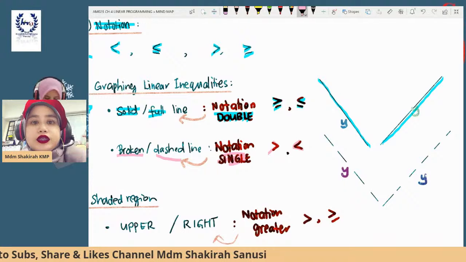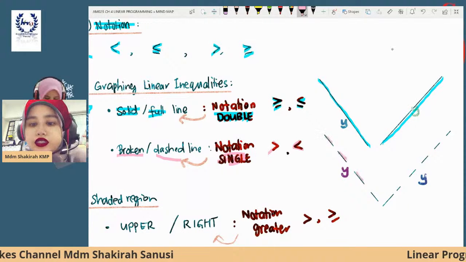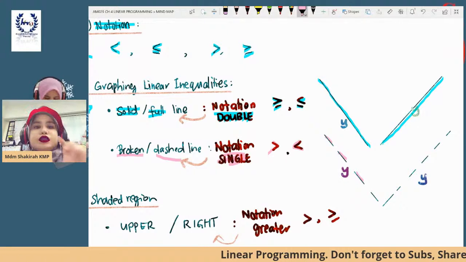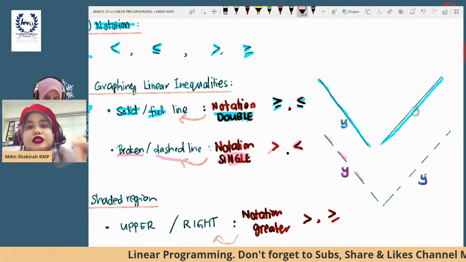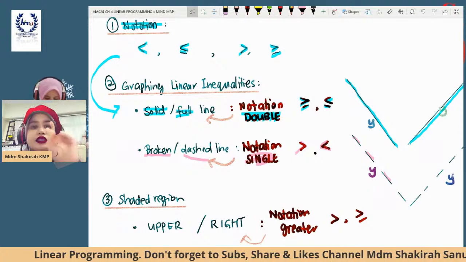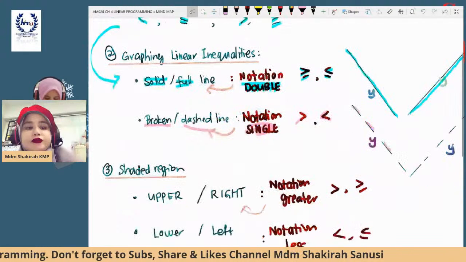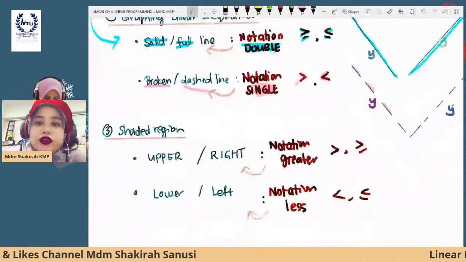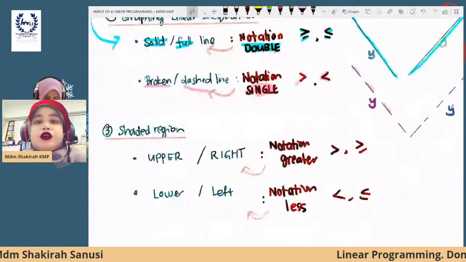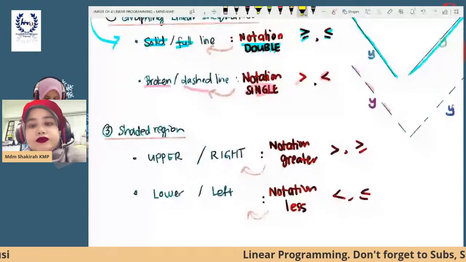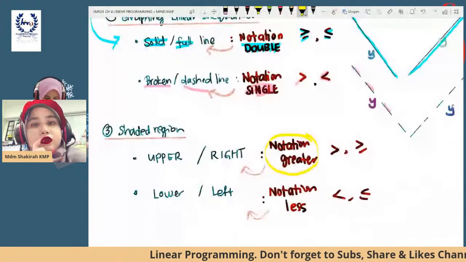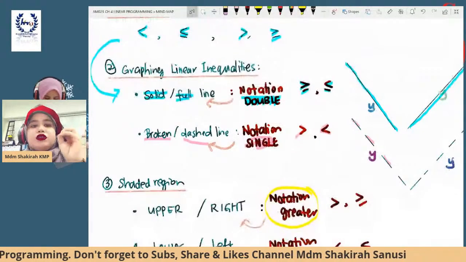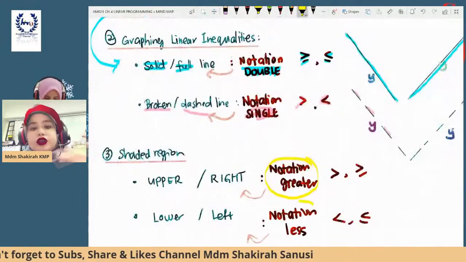So this is how you draw your graph: a broken or dotted line, depending on your notation symbol. That is number 2. Number 3, the region that you have to shade. It depends again on your notation. You see here, all parts need a lot of attention to the notation.